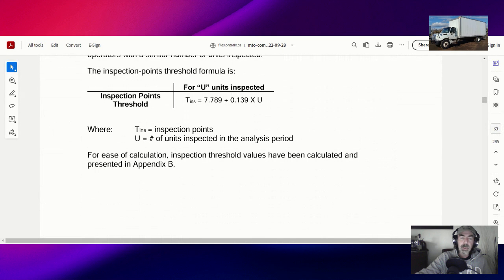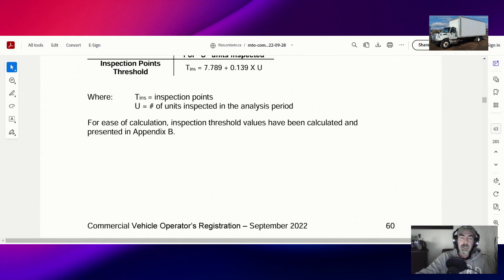TINS, inspection points, where U equals the number of units inspected in the analysis period. For ease of calculation, inspection threshold values have been calculated and presented in Appendix B.